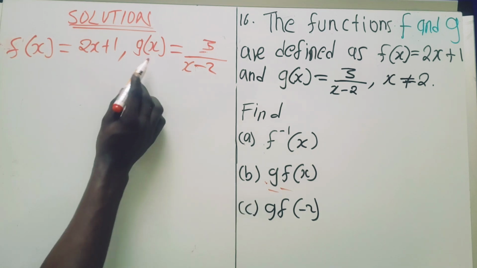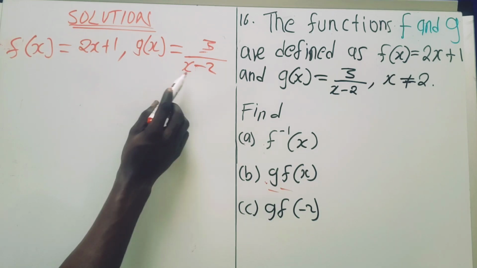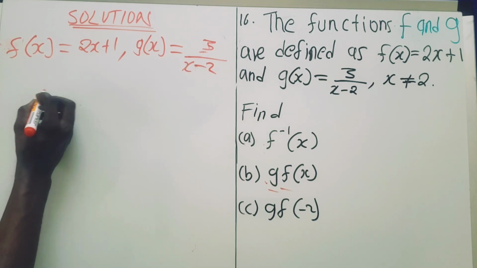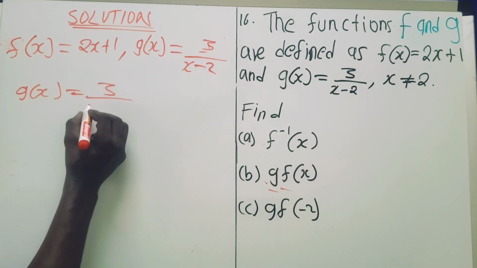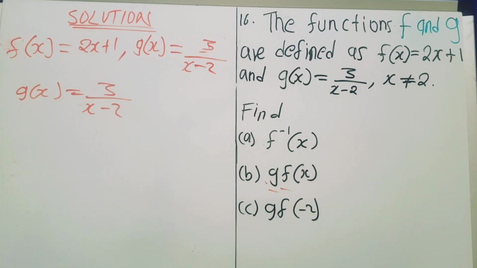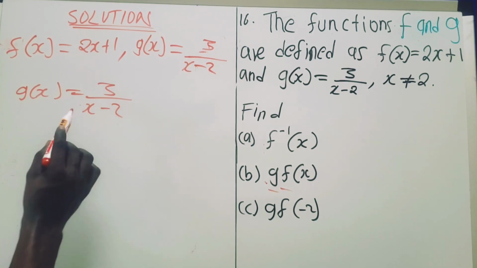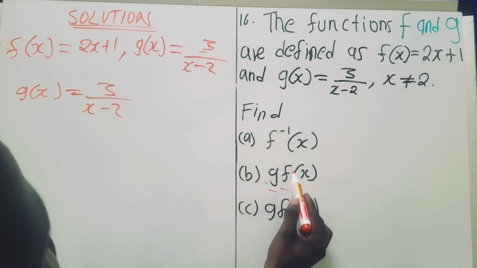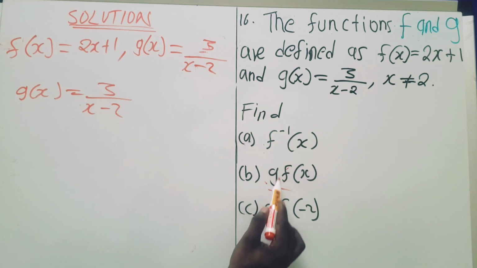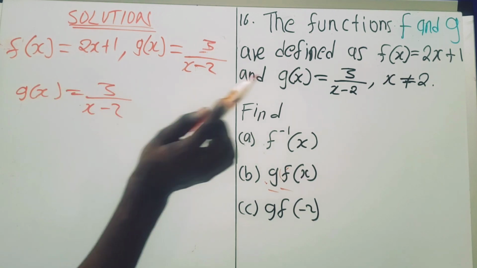So we have g here. So g of x is 3 over x minus 2. Now, when we get the function of g, wherever there is x in the function of g, replace that x with the next function, which is what? F. Okay? So g is this one. Then where there is x, we replace it with the function of what? F. Where is the function of f? It's this one. We've already been given it in the question.